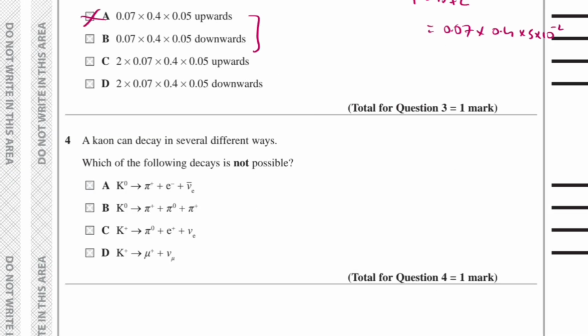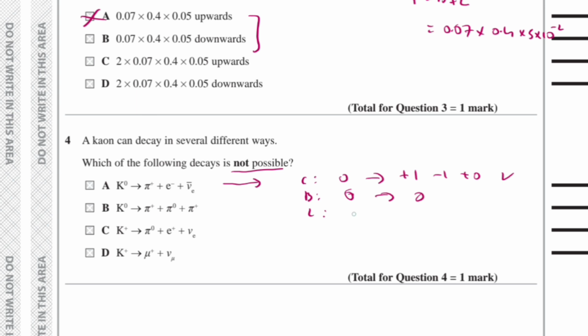Number 4. A can decay in several different ways. Which of the following decays is not possible? First of all, we need to know that charge, baryon, and lepton numbers have to be conserved for them to be possible. So as this is not possible, it means one of them is not conserved. Let's start with option A, charge, baryon, and lepton. Here on the left hand side the charge is 0, and on the right side it's +1, -1, +0. So it is conserved. We don't have baryon here, so it's going to be 0.